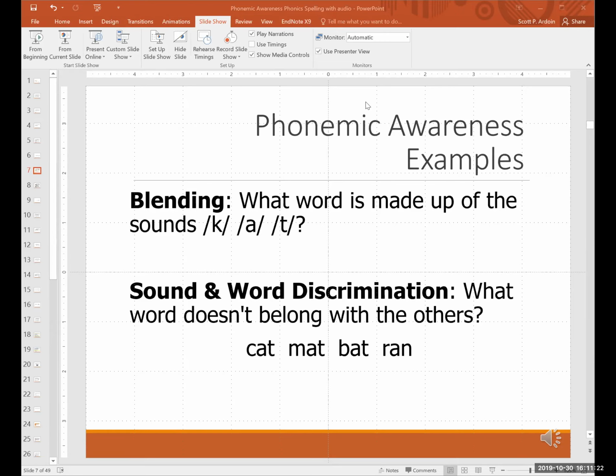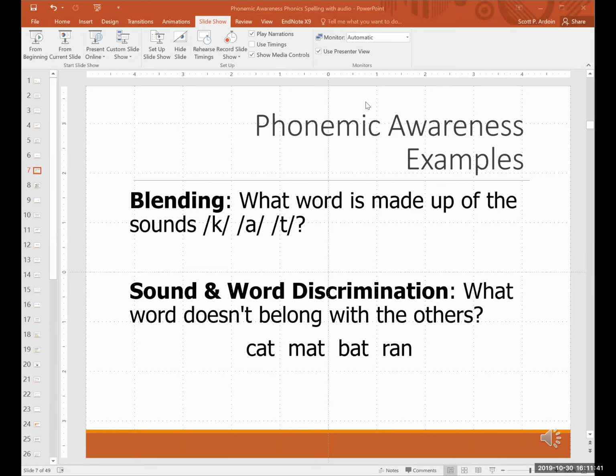Sound and word discrimination. What word doesn't belong with the others? Cat, mat, bat, and ran. And of course, ran would be the word. You'd have to have at least three words here. You could make it a little bit easier and just do cat, mat, and ran and have the kid choose the word that's different.